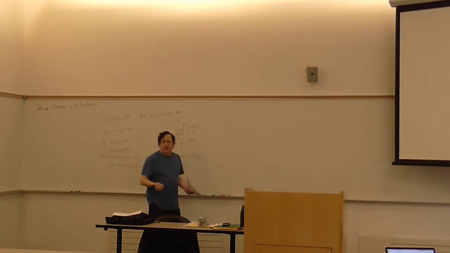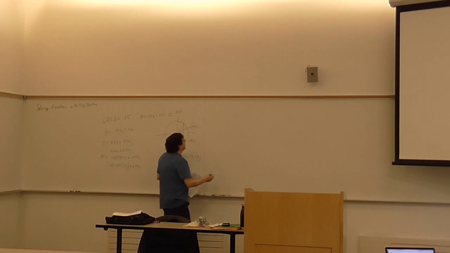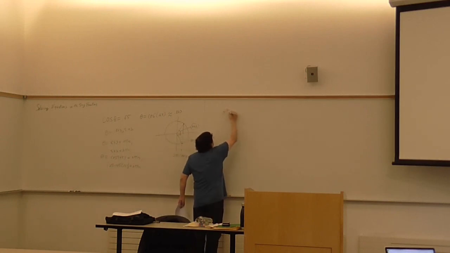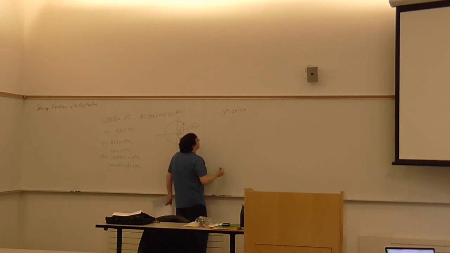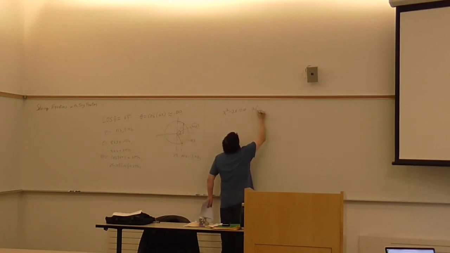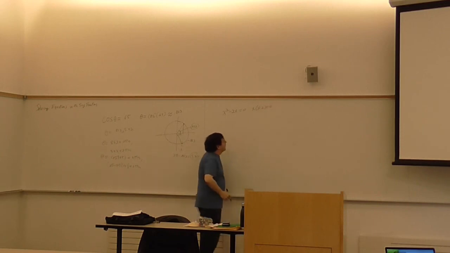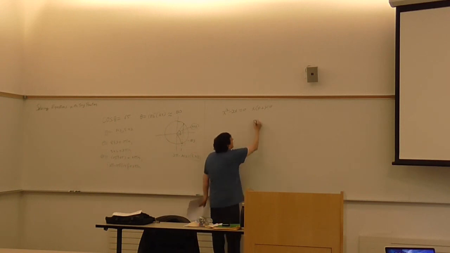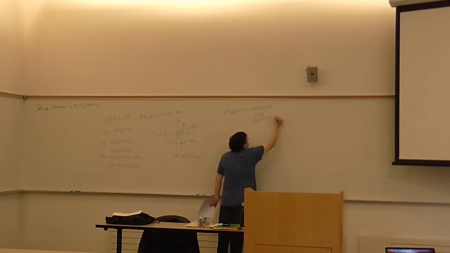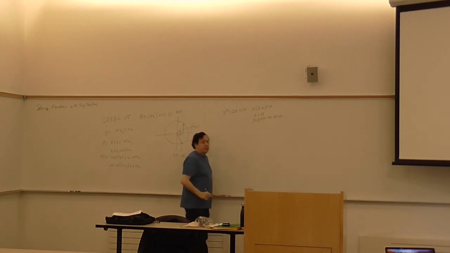Recall that if I had an equation like x squared minus 2x equals 0, I can factor this. I can just say that's x times (x minus 2) equals 0. And that tells me that x could be equal to 0, or x minus 2 equals 0, meaning x equals 2, both solutions.